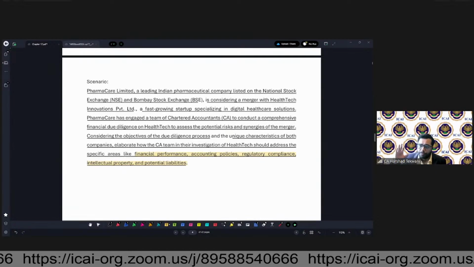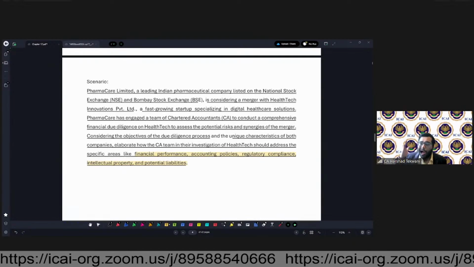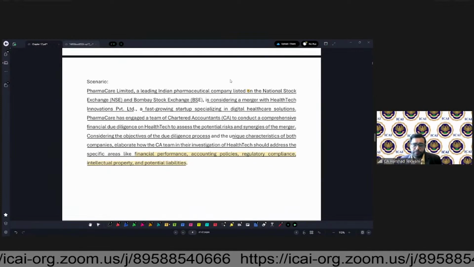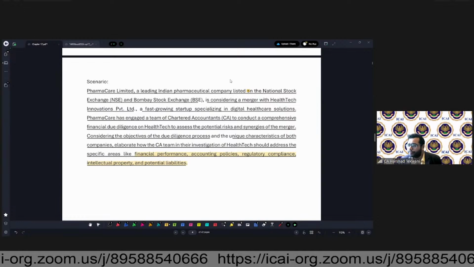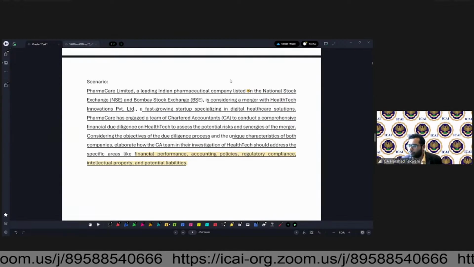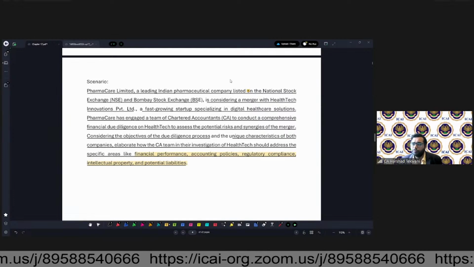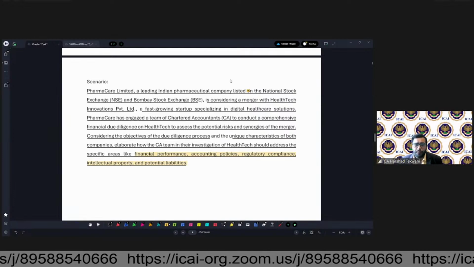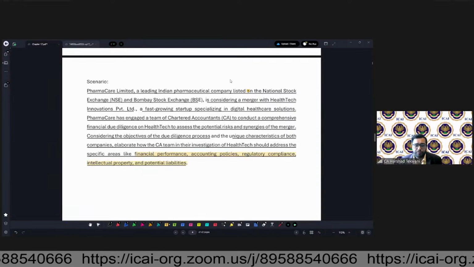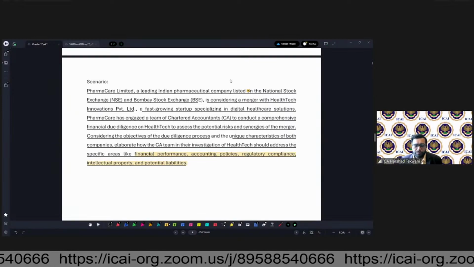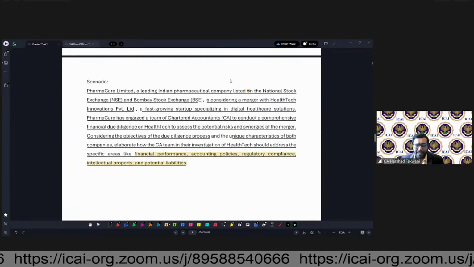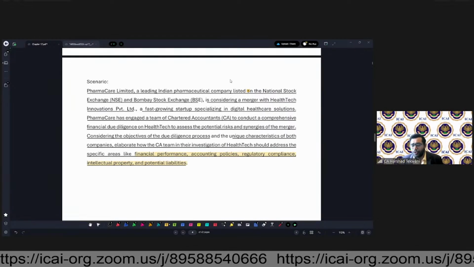I hope now you guys have understood how and what is required to be done in a due diligence. Any doubt till now? Any doubt? So these are some areas that we verify in the due diligence.